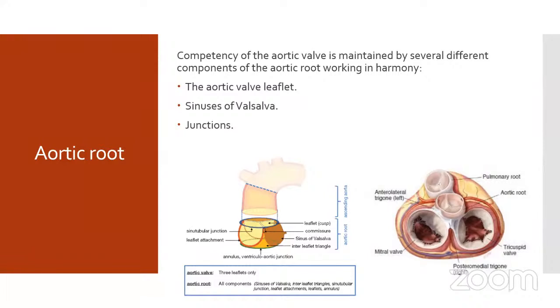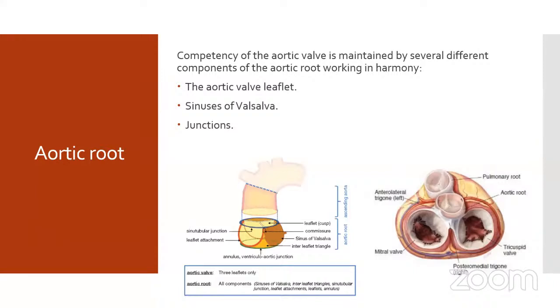The function of the aortic root is, first of all, to guide the unidirectional flow of the large volume of blood with minimal resistance while maintaining laminar flow and optimize the coronary blood flow. It is deeply anchored within the base of the heart between the pulmonary root anteriorly, and the mitral and tricuspid valves posteriorly.